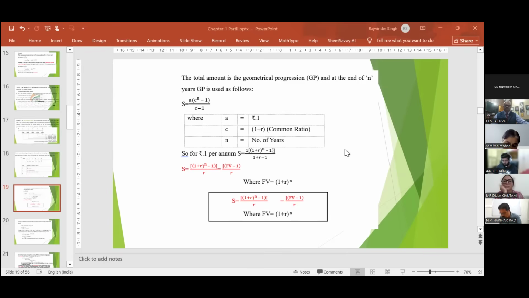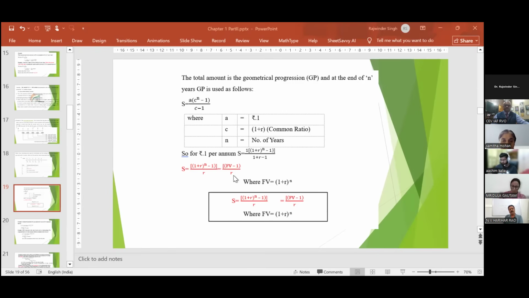This formula is for the cumulative sum of rupees 1 per annum. Cumulative sum of rupees 1 means if you have been depositing rupees 1 in the bank for n years, it will accumulate to (FV minus 1) upon R.